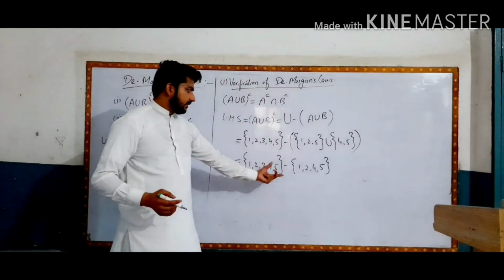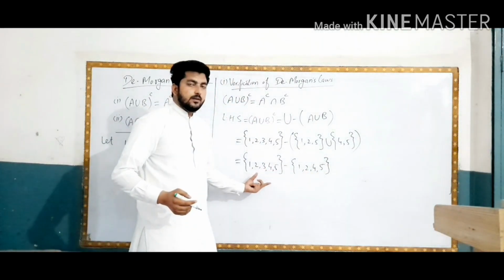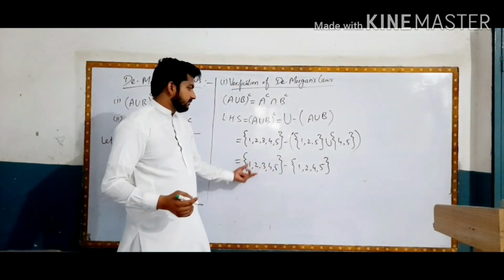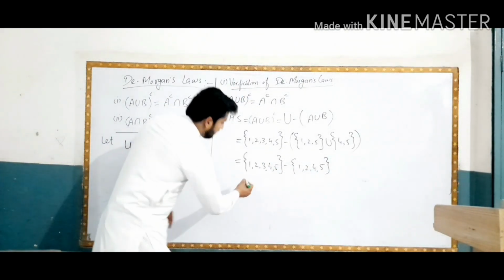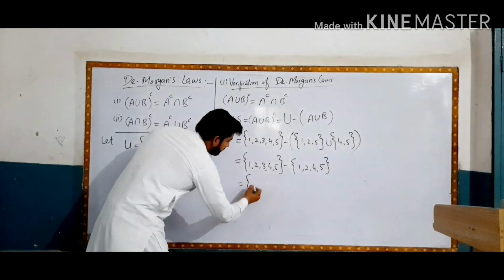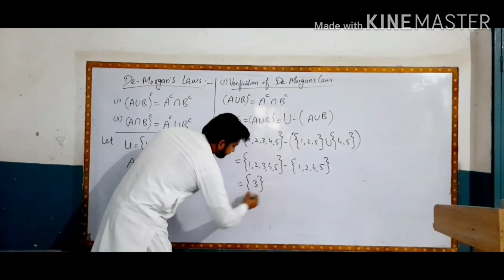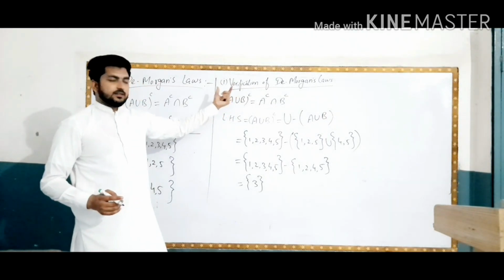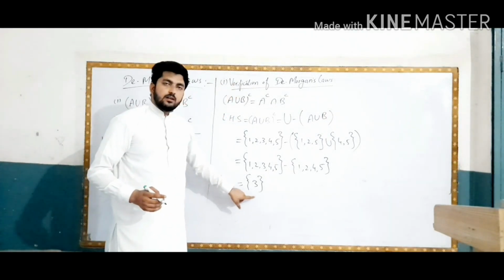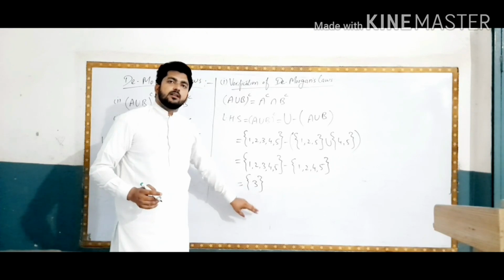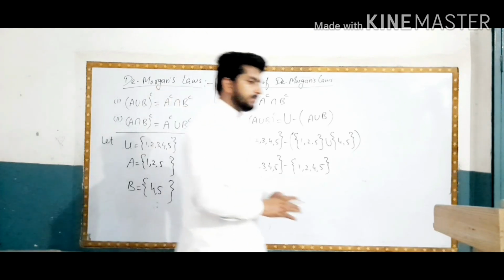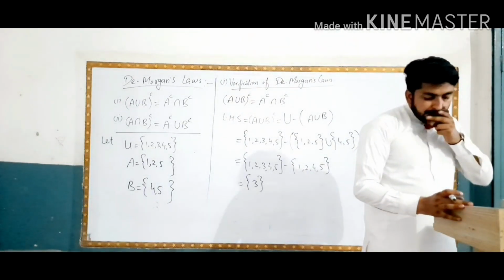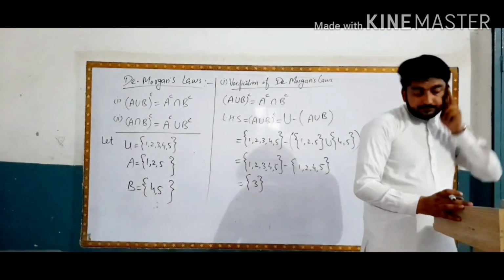The difference of these sets is the element 3. So the left hand side of De Morgan's law is a set with only one element, the singleton set {3}. After that we have to take the other side.